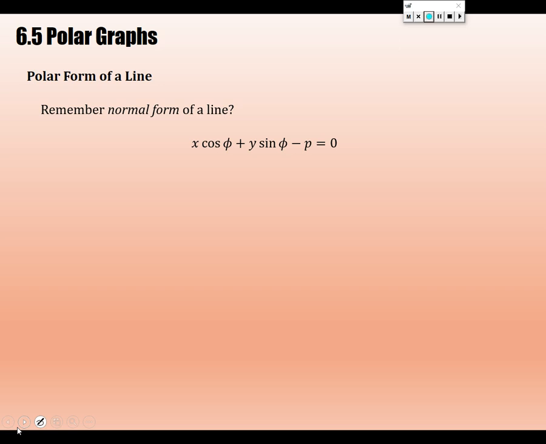Well, we're not done yet. This is normal form. So that's what we're going to start with here. And now we're going to put this into polar form by making some substitutions. X is equal to what again, class? R cosine theta. And y is equal to r sine theta. So we'll make those replacements.